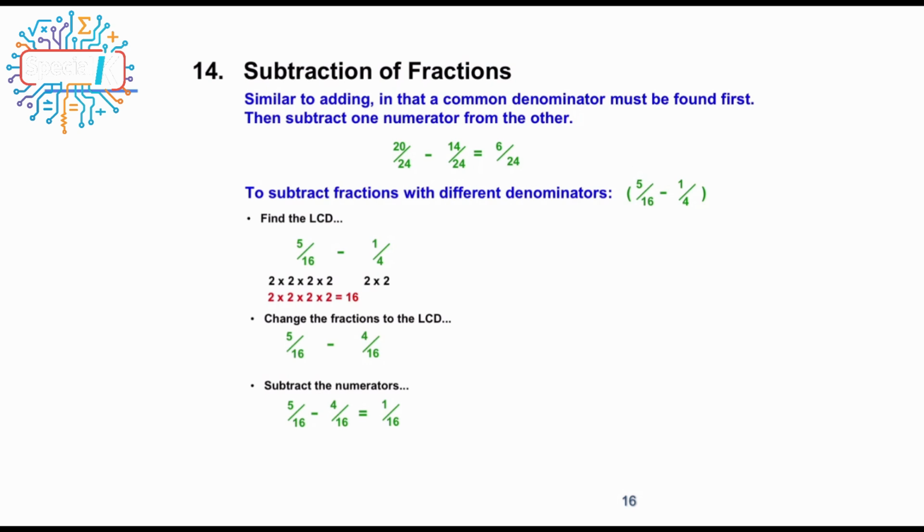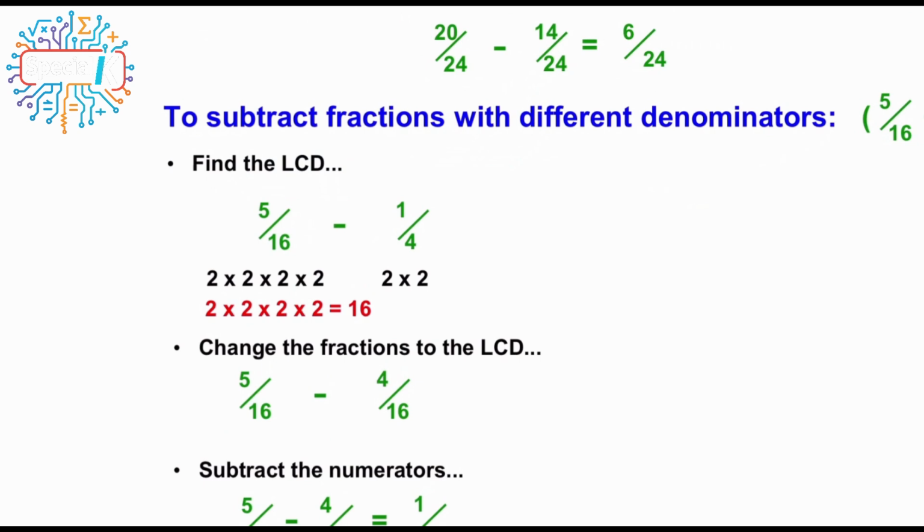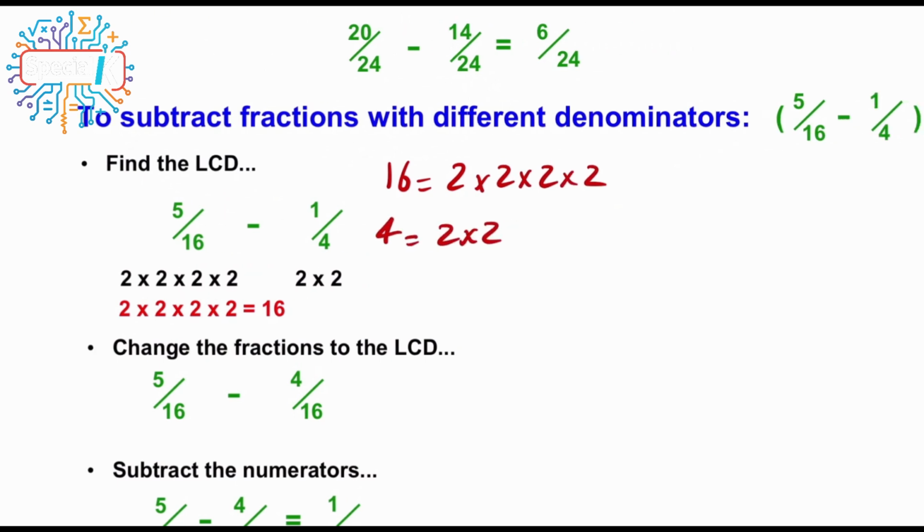So let's look at this example. I do have 5 divided by 16 subtracted by 1 over 4. I cannot do that in the normal case. So first of all, I have to find the LCD. How can I do that? I have to write down the 16 as 2 by 2 by 2 by 2, and write down the 4 as 2 by 2. Right now, I have to find the prime number.